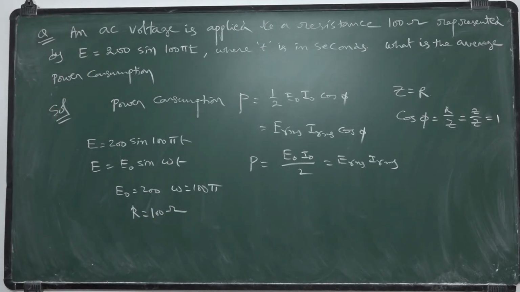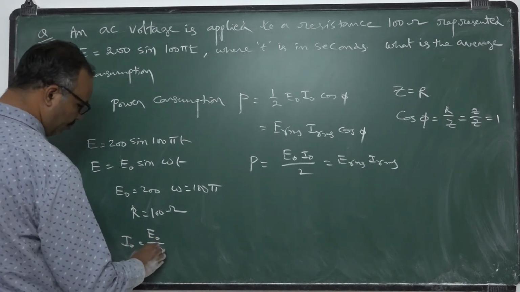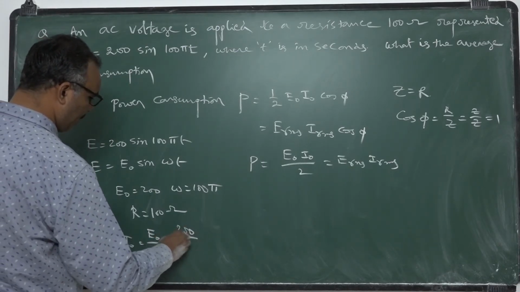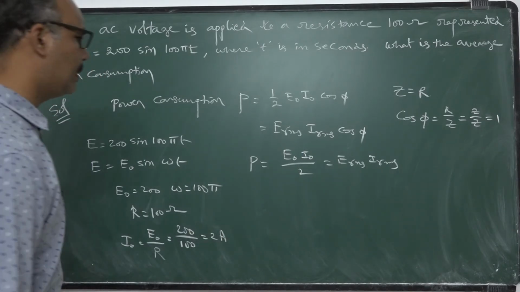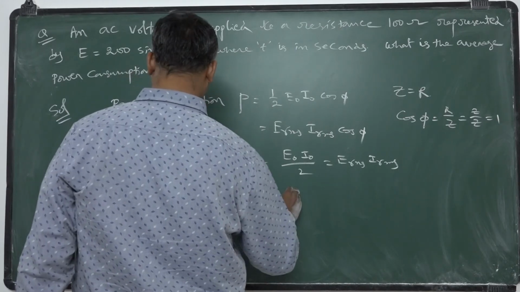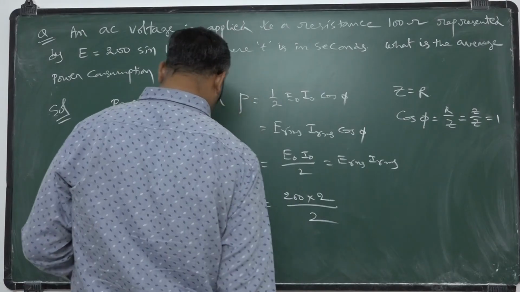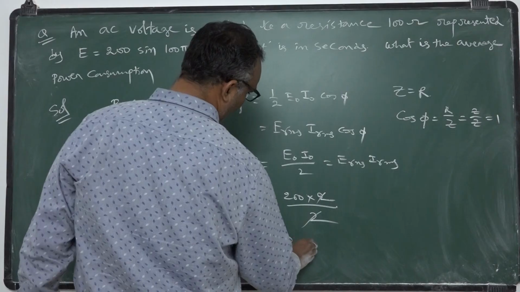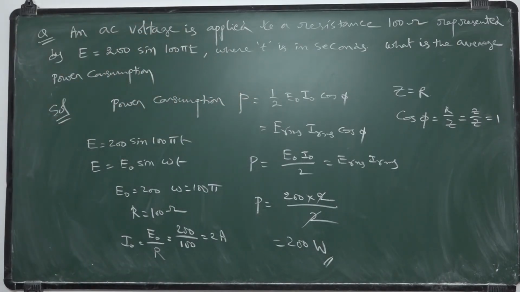Current is not given. So peak current is equal to peak voltage by impedance. Impedance is nothing but resistance here. Peak voltage is 200 by resistance is 100. So 2 amperes is the peak current. So power consumed is equal to peak voltage 200 into peak current 2 by 2. So that 2 gets cancelled. 200 watts. So 200 watts is the power consumed in this circuit.